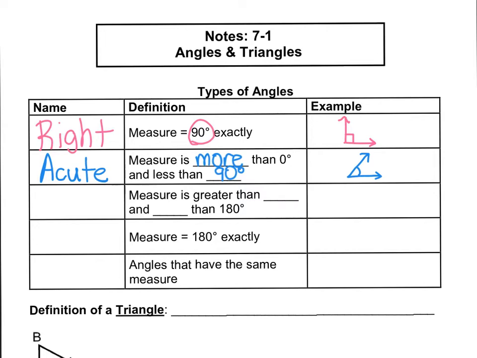Then we have a measure that is greater than 90 degrees, but less than 180 degrees. And those are called obtuse angles. So we know 90 is a right angle, so an obtuse angle would look something like this. You can see that it's more than that 90 degrees, but it's not quite 180 degrees.